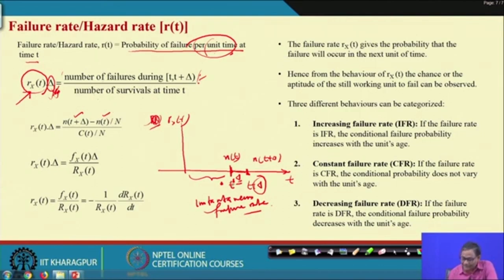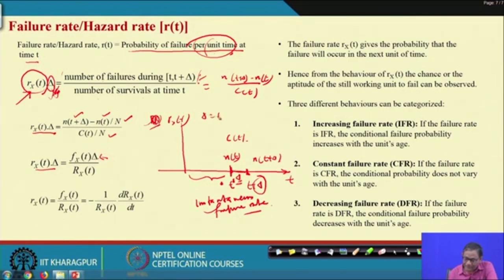So the number of failures during this interval is n(t plus delta) minus n(t). Then the number surviving at this place is c(t), which we have seen earlier. So this can be written as n(t plus delta) minus n(t), divided by c(t). This can again be written by dividing by capital N, the number of units put under test at time t equal to 0. If you divide this, you see what you are getting: R(t) times delta equals f(t) into delta. Where is this delta coming from?